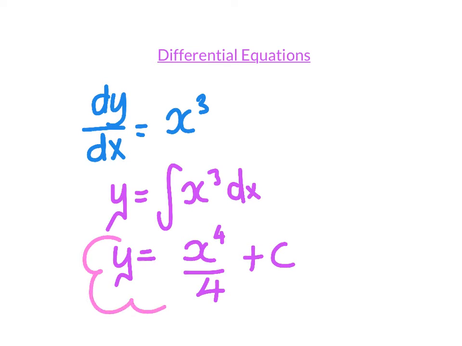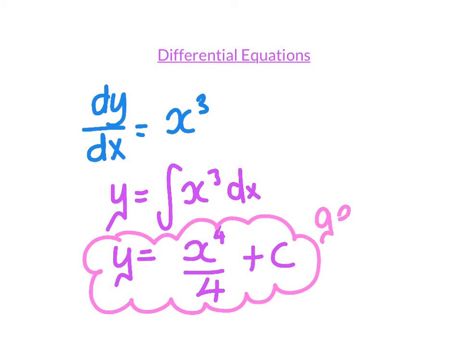Now this solution that we have here is called a general solution, and it's called that because we haven't got all the information yet, because we've got this plus c. If we're given some additional information, we can work out what c is, and then we can go ahead and find the particular solution.